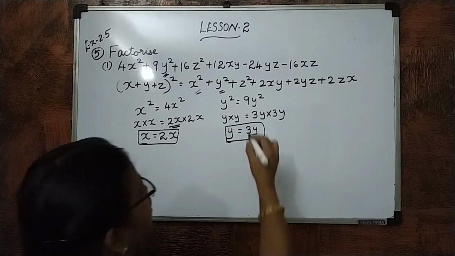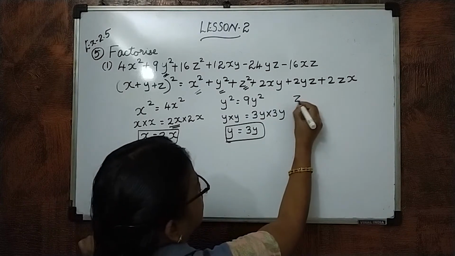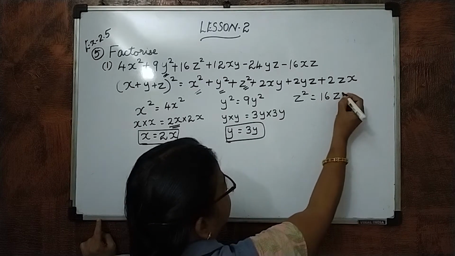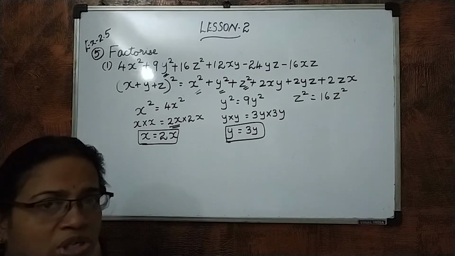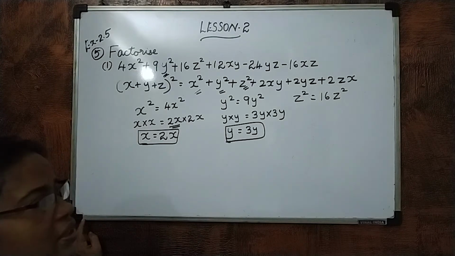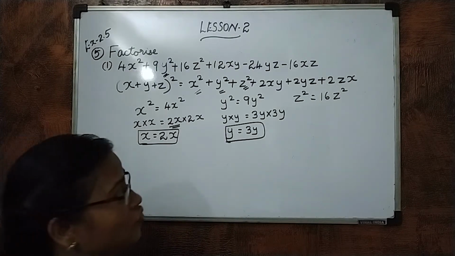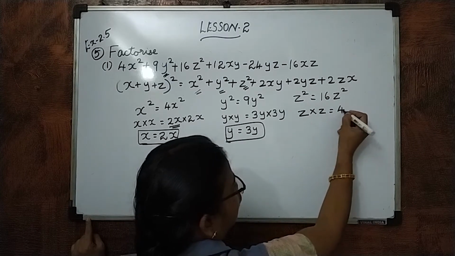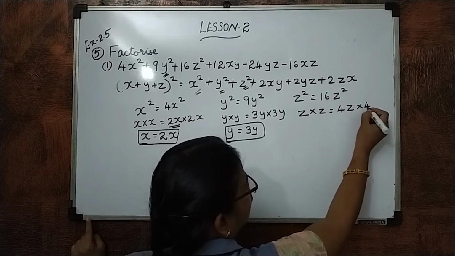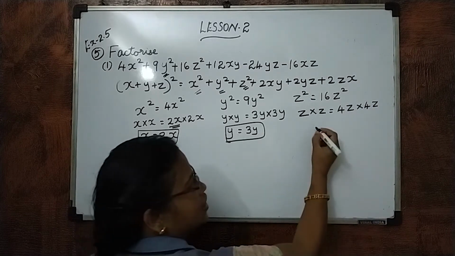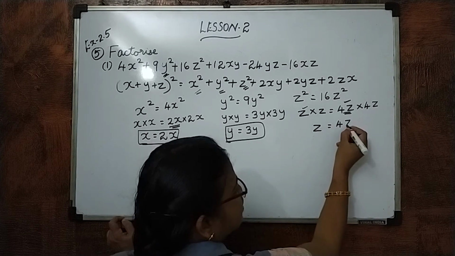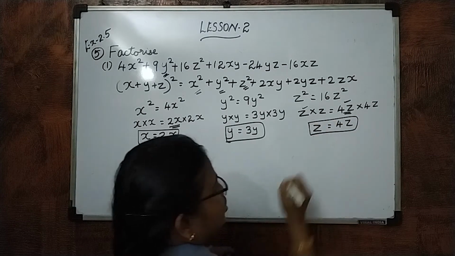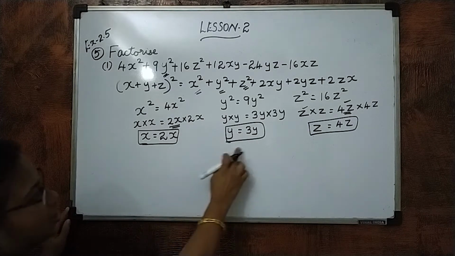Then find out the next one, z square. z square is equal to, what is the third term? 16z square. 16 is also a perfect square. 16 means it is 4 into 4. So z square, z into z, is equal to 4z into 4z. Then what is z? z is equal to 4z, only 4z you have to take. So z is equal to 4z. Now you got x, y and z.